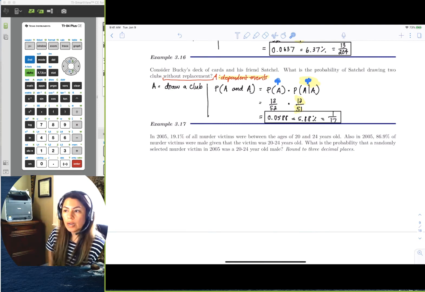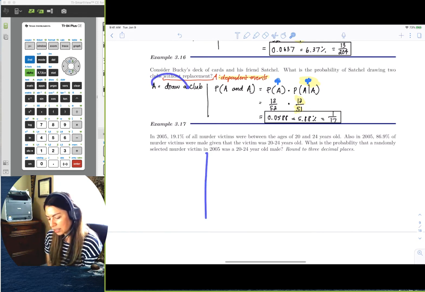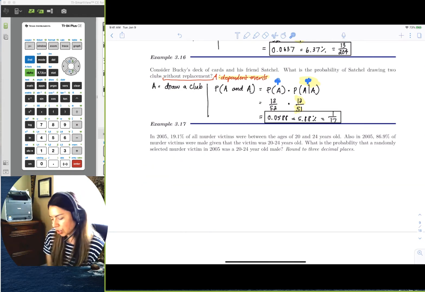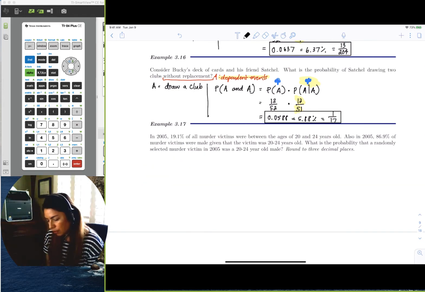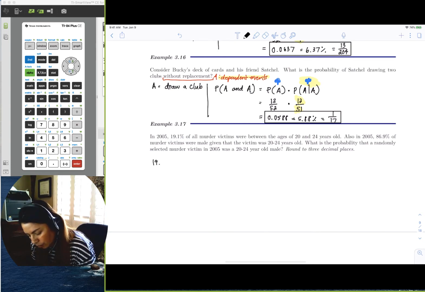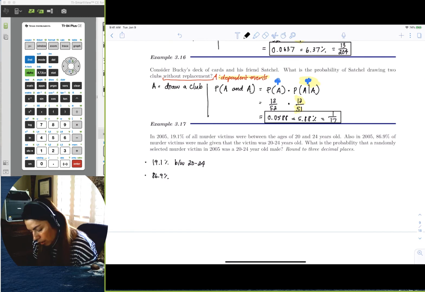So this is a lot, right? We just want to make sure, and I always like doing a little appendix, as you've seen in these last 2 examples, and write some stuff on the side and organize my information. So let me go ahead and do that. The first thing I want to acknowledge is that 19.1% of murder victims were between the ages of 20 to 24. The second piece was that 86.9% were male, and then you can see the important phrase here, given that the victim was 20 to 24 years old.